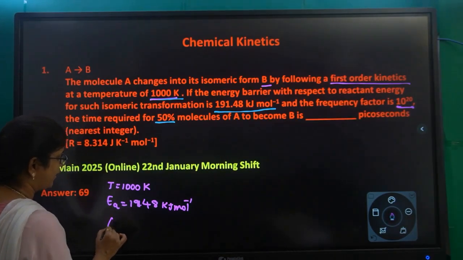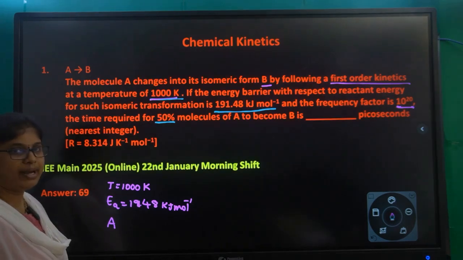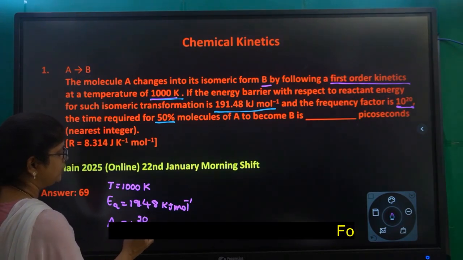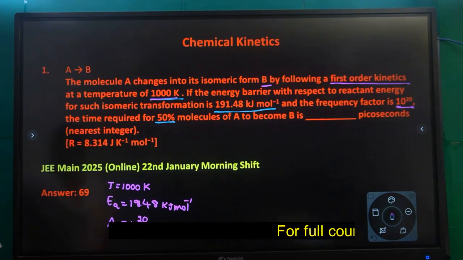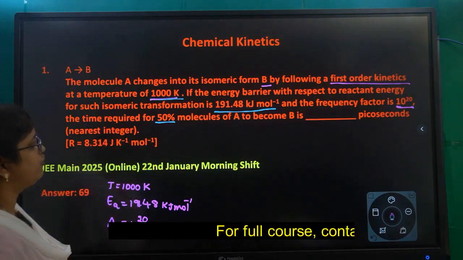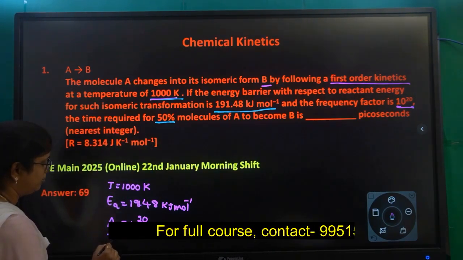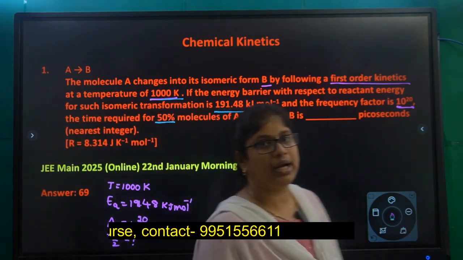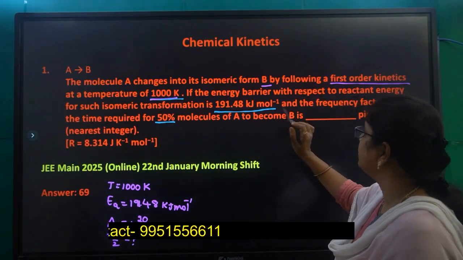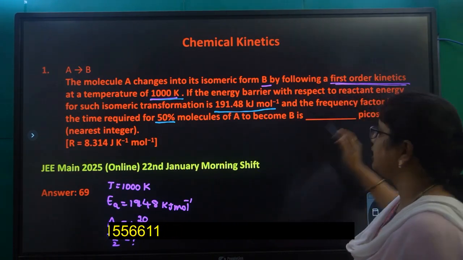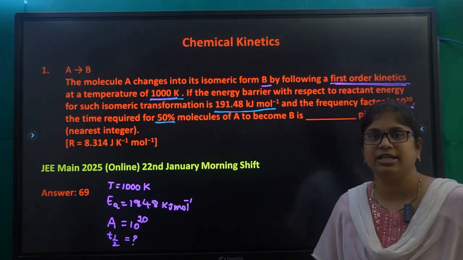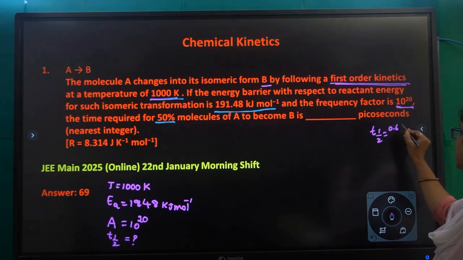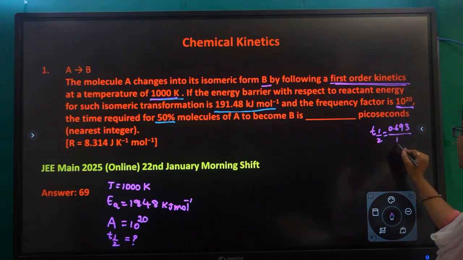And the frequency factor is denoted by A, which equals 10 power 20. Next, he is asking to calculate the time required for 50% molecules of A to become B, that is T half. We know the formula to calculate T half for a first order reaction. He mentioned it is a first order reaction. For first order reaction, T half is equal to 0.693 divided by K.